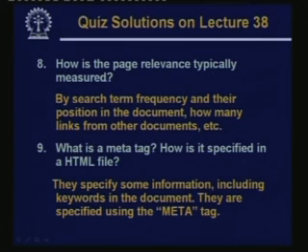How is page relevance typically measured? By search term frequency and the position in the document, this is one, and how many links are pointing to it from other places. These are some typical measures. What is a meta tag? How is it specified in an HTML file? Meta tags specify some information, including keywords, in the document. They are specified using the meta tag.